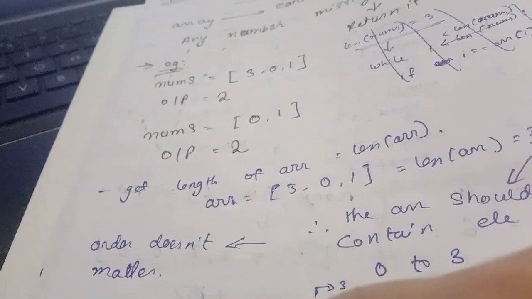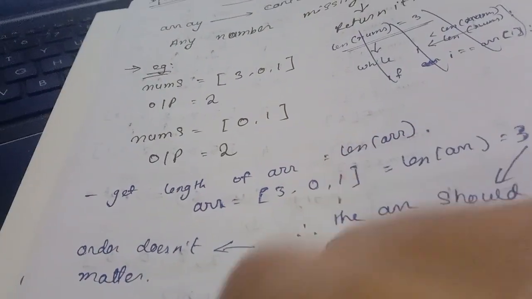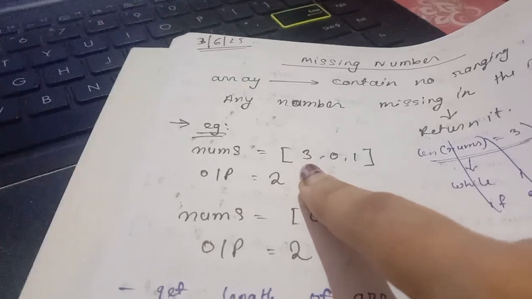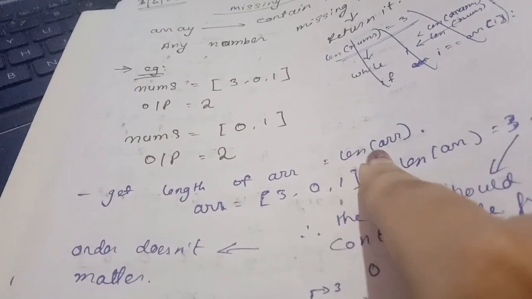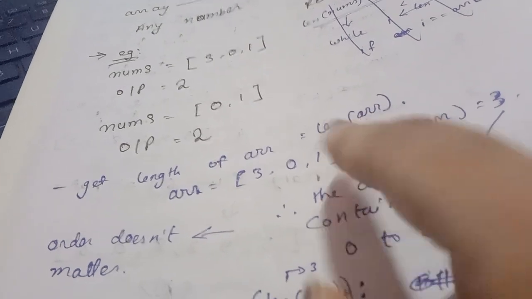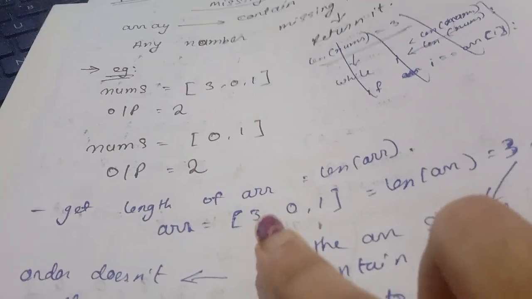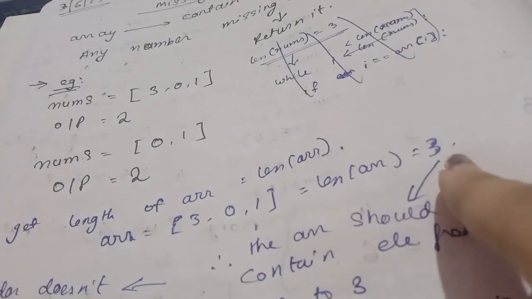For solving this kind of question, first we have to calculate the length of the array, because generally the array has indexing from 0, so by indexing it will be 0 1 2. But when you calculate the length using the length function, you always get the count starting from 1. That's what we need here, we don't need the counting from the 0th index. So if we have this array with three elements, 3, 0 and 1, and we calculate the length, we get 3.